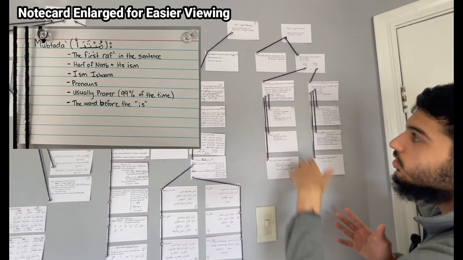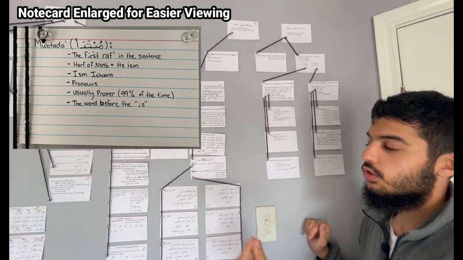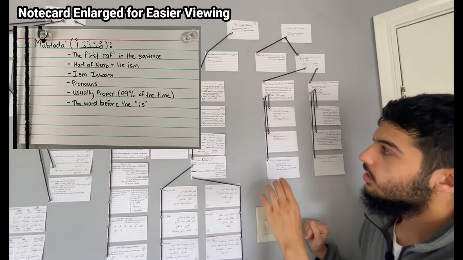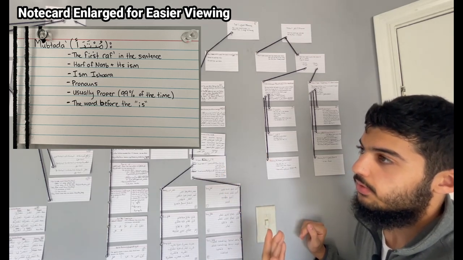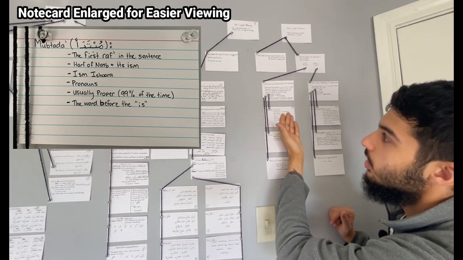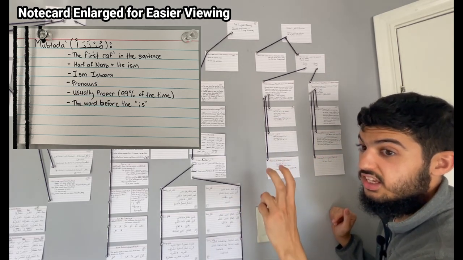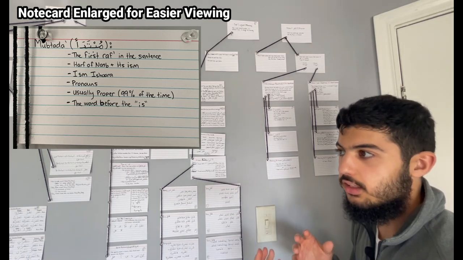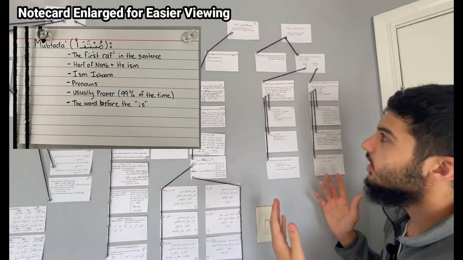Mubtada is the first rafa' in the sentence. So if you have a word that is rafa' and it's just the first word in the sentence, you say al-baytu kabirun. Without translating it, you know that the word bayt is rafa', and it's also the first word in the sentence. So if you have an ism and it's rafa' and it's the first rafa' in the sentence, you know that's the mubtada. Also, mubtada is the word before the invisible "is". So if I say al-baytu kabirun, then you know the word al-bayt is going to be before the word "is". Al-bayt means house, so it's going to be "the house is something." You already know that because it's the mubtada.